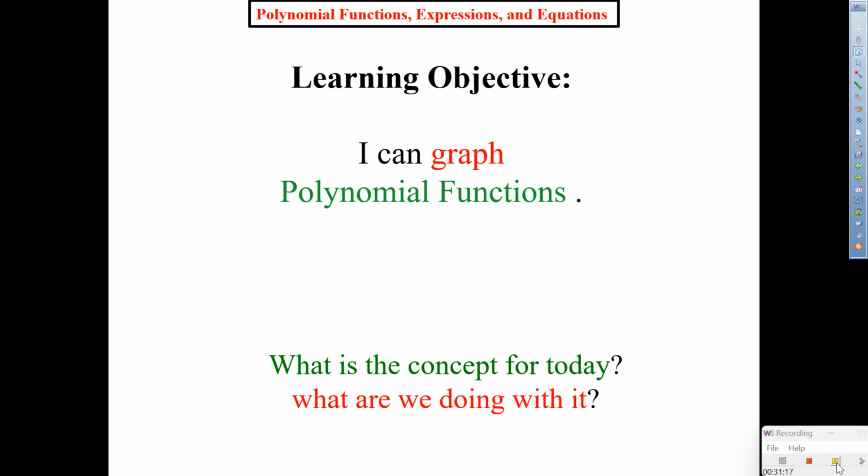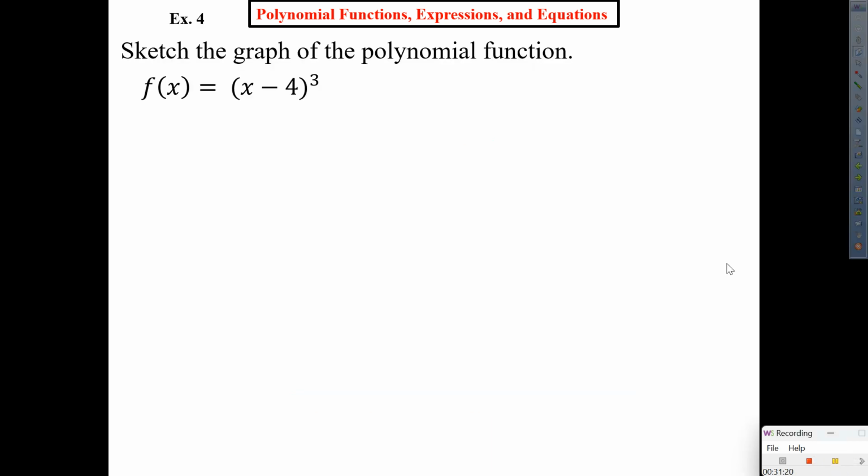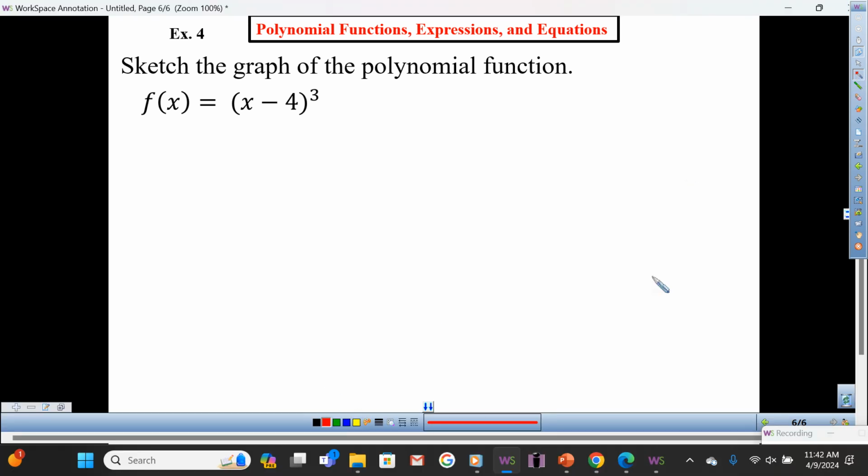So, with that said, let's continue. Example number 4, f of x equals x minus 4 cubed. F of x equals x minus 4 cubed. So at the end, we're going to graph that. However, here we go. All right, step 1. What do we do with step 1, Dom? Dom, you here?